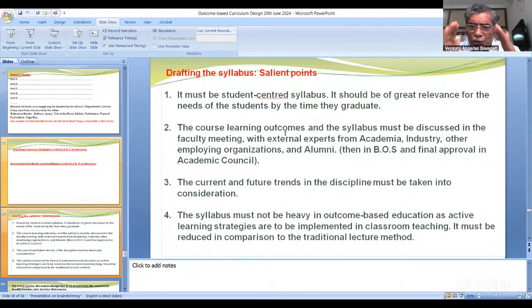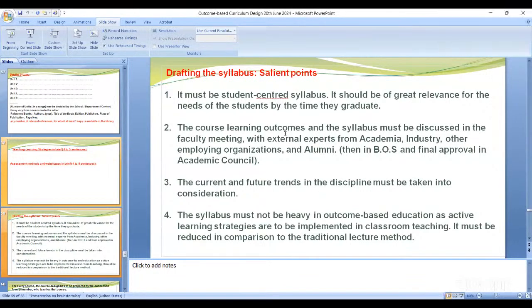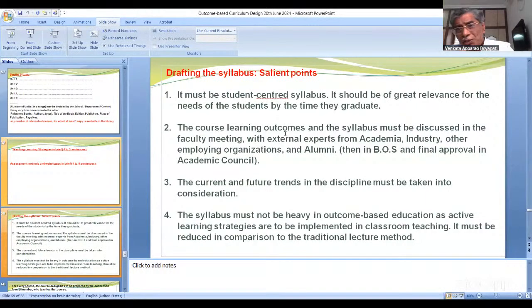The current and future trends in the discipline must be taken into consideration when you draft the syllabus. The syllabus must not be heavy in outcome-based education, as active learning strategies must be implemented. Students should learn by doing activities in the classroom, analyzing the case studies, solving the problems. Right? Group discussions, active learning strategies must be implemented, not the lecture method. Lecture method is not acceptable in outcome-based education. Lecture method plus problem solving, group discussion, question answer session, or case study analysis.